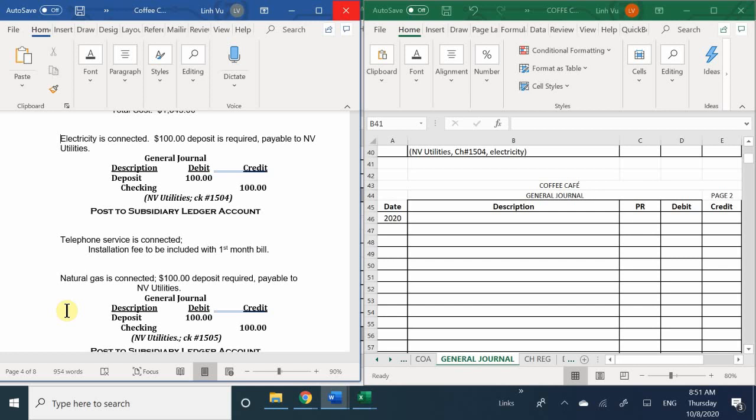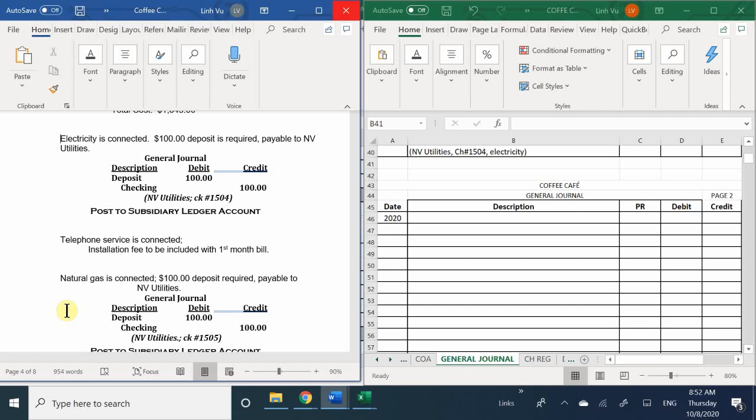Okay, so the telephone service is connected, right? And it says installation fees are to be included with the first month's bill. There's nothing to journalize, because we haven't won. We just opened up the account. We don't have any bill occurring just yet. It's going to start happening that day that we opened up our account.